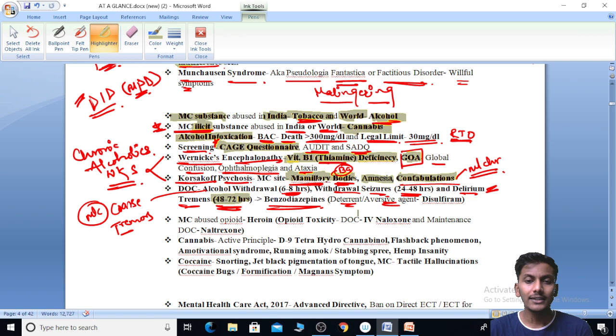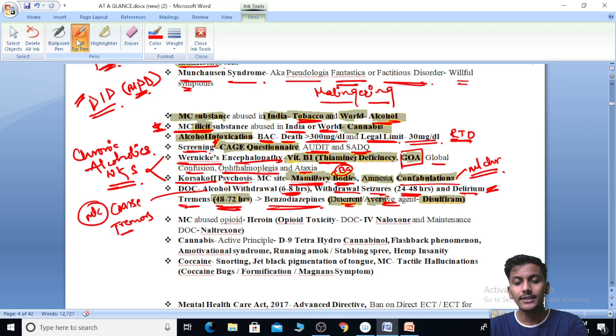Therefore, these are known as deterrent agents or aversive agents, and the most common deterrent or aversive agent is known as disulfiram. Important one, yaad rakhna ye. Now let's move further to our next one. This was about your deterrent or aversive agents to scare the patient about alcohol intake.